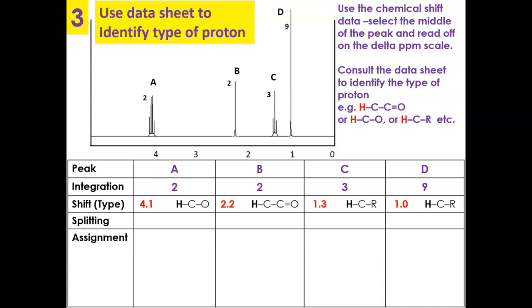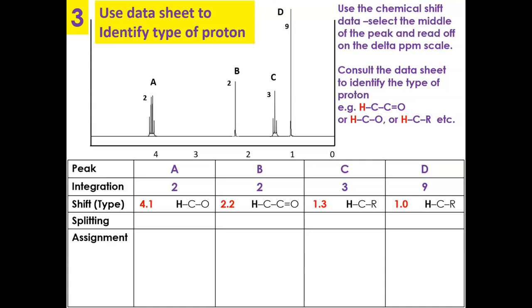Now, the next level of analysis, not the splitting just yet, is to actually create the structure that our shift and integration values are telling us. So for peak A, there are 2 hydrogens bonding to the C with a single bond to oxygen. And in peak B, there are also 2 hydrogens on the carbon which bonds to the C double bond O group. There are 3 H's on the peak at 1.3, peak C.